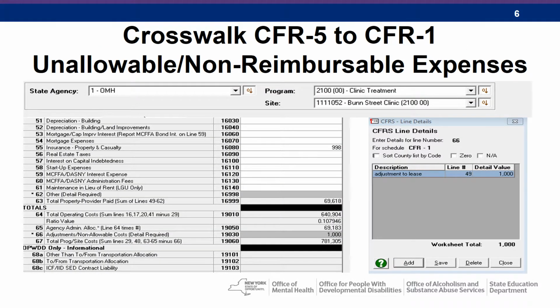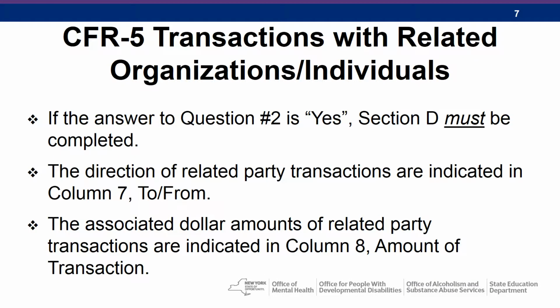If the CFR 5, Section B, determines an expense to be non-allowable, that expense must be manually input on the CFR 1, line 66, as an adjustment to allowable expenses. The screenshot below shows an entry of a $1,000 non-allowable expense. If the answer to question number 2 is yes, Section D must be completed. The direction of the related party transactions are indicated in column 7 as to, from. The associated dollar amounts of related party transactions are indicated in column 8, amount of the transaction.